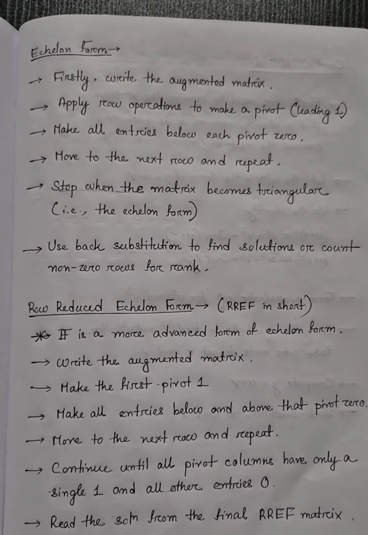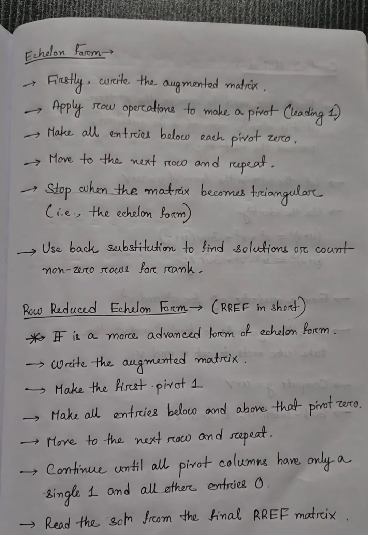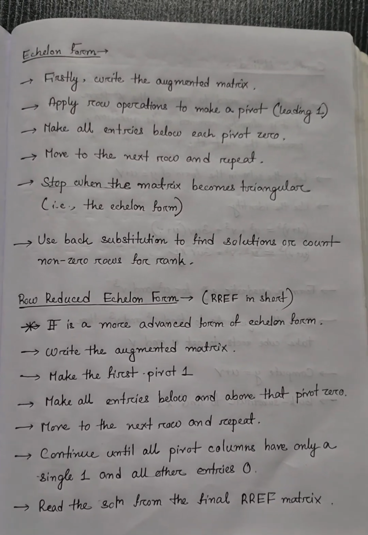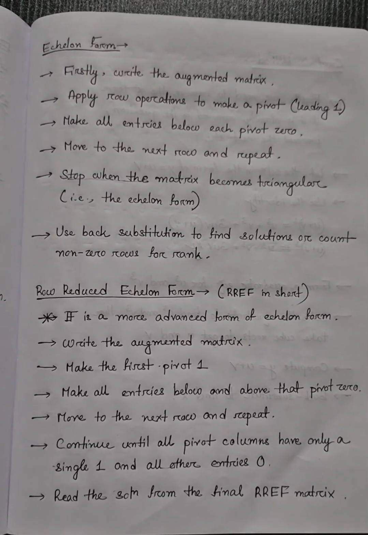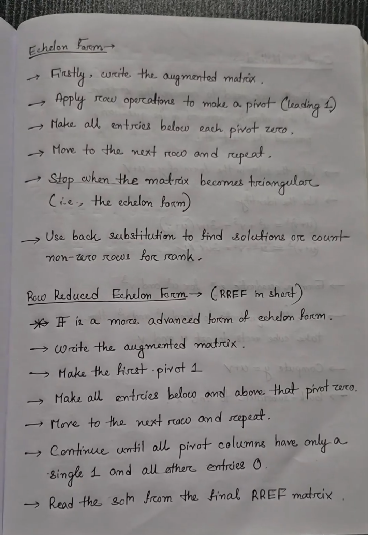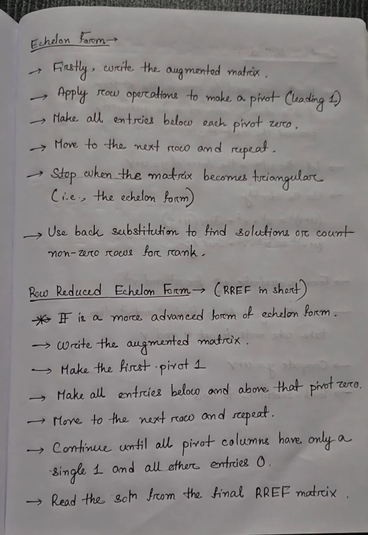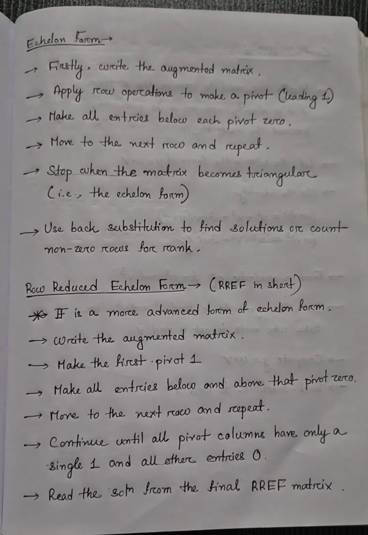In case of row reduced echelon form, it is a more advanced form of echelon form. Same as in case of echelon form, we have to write the augmented matrix, then make the first pivot 1, then we have to make all entries below and above the pivot 0. Then we have to move to the next row and then repeat the same steps. Then we have to continue until all pivot columns have only a single one and all other entries as 0. Then we have to read the final solution from the row reduced echelon form of the matrix.